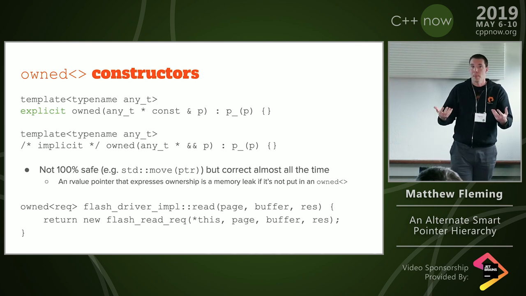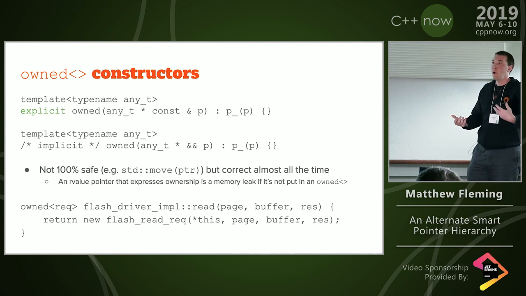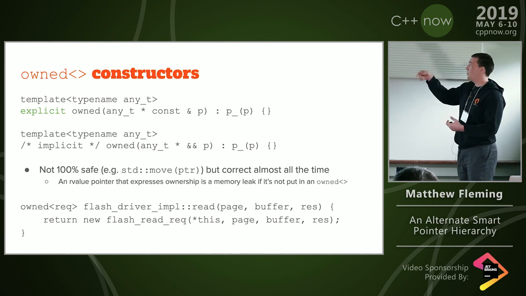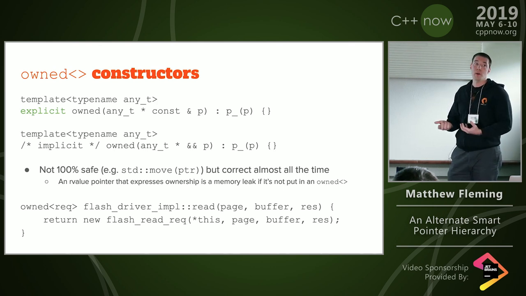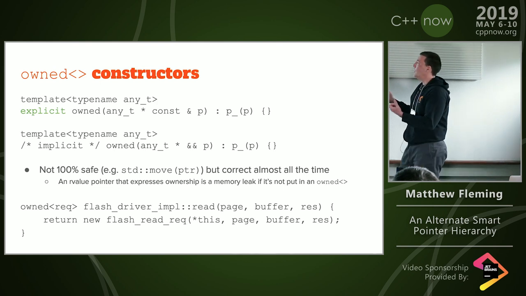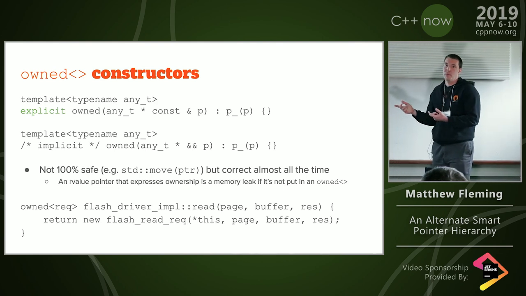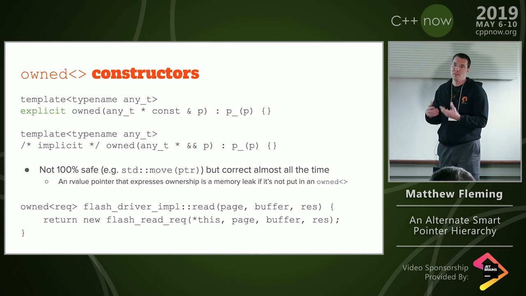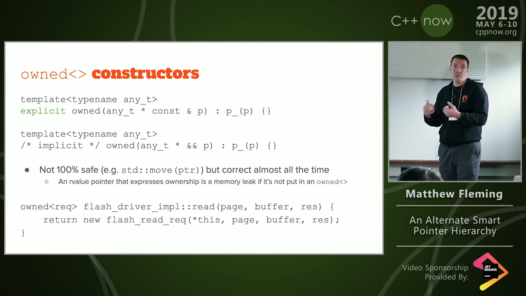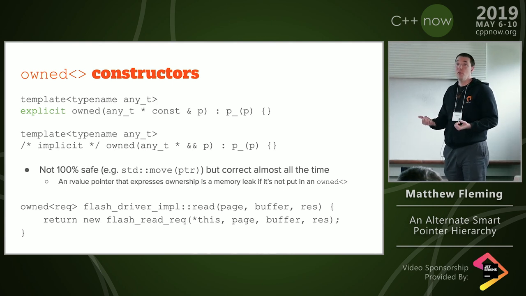So if I have an R value raw pointer that is supposed to be owned by somebody, that has some kind of ownership semantic with it, if I don't implicitly convert it to owned, that's a memory leak. And so I don't have things like make owned in my code base, because it didn't add a lot for us. But I end up making a lot of owns just by saying new foo. I have a lot of news in my code base, but I don't have raw pointers.